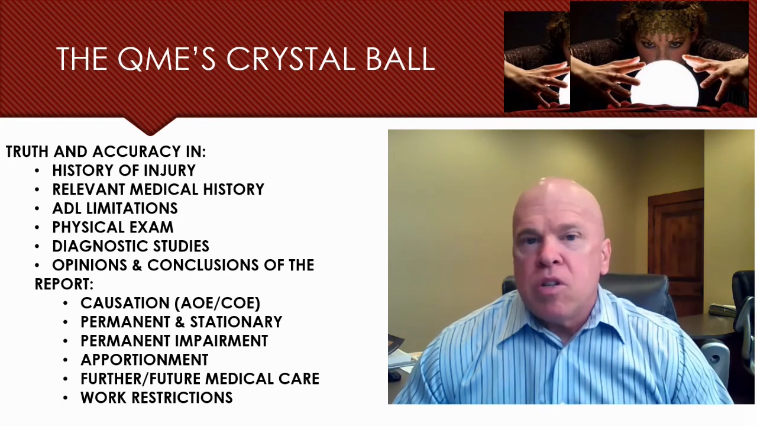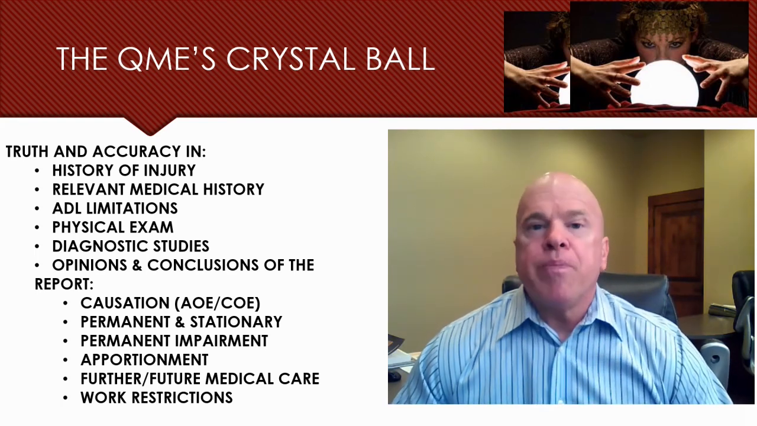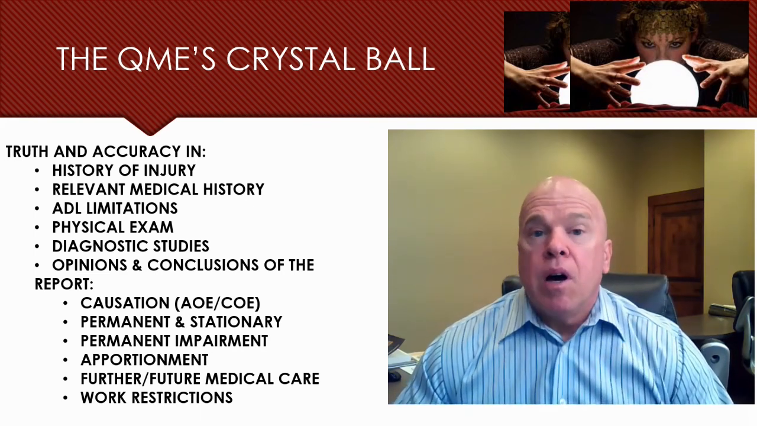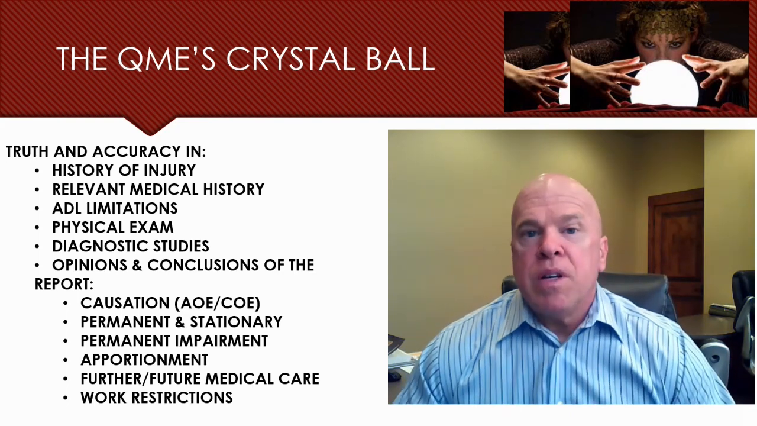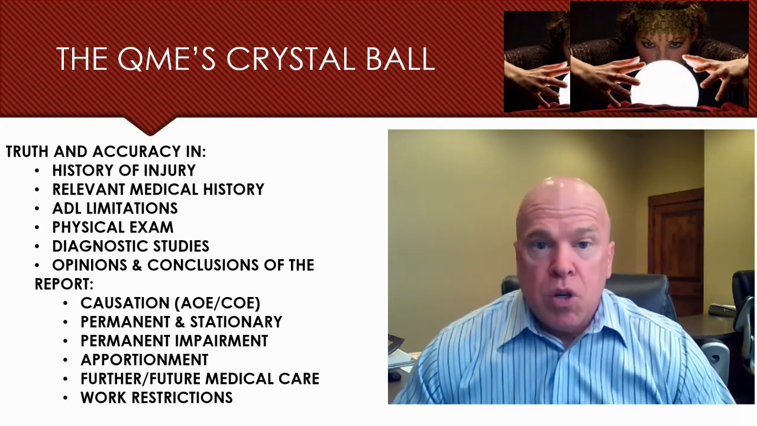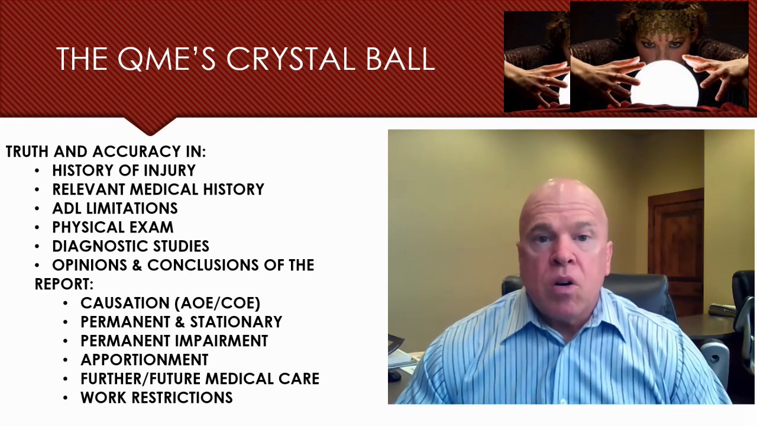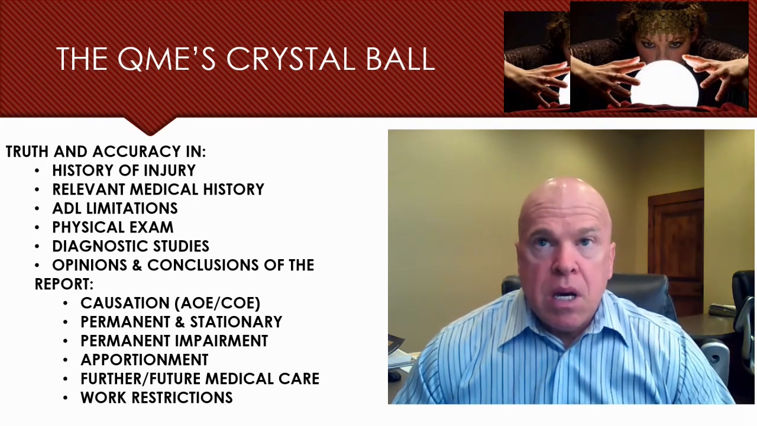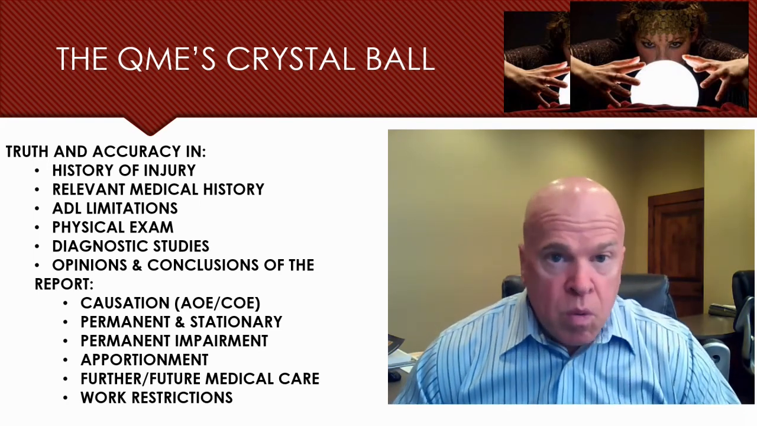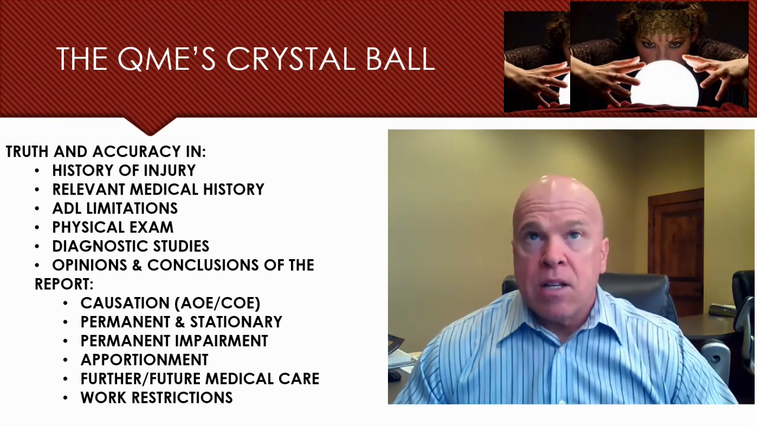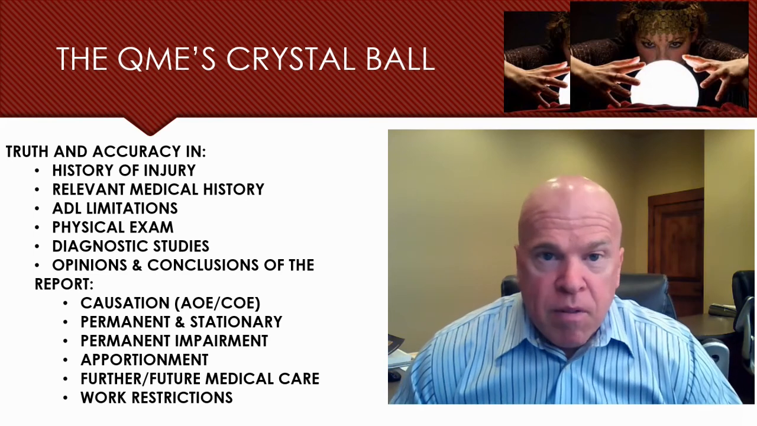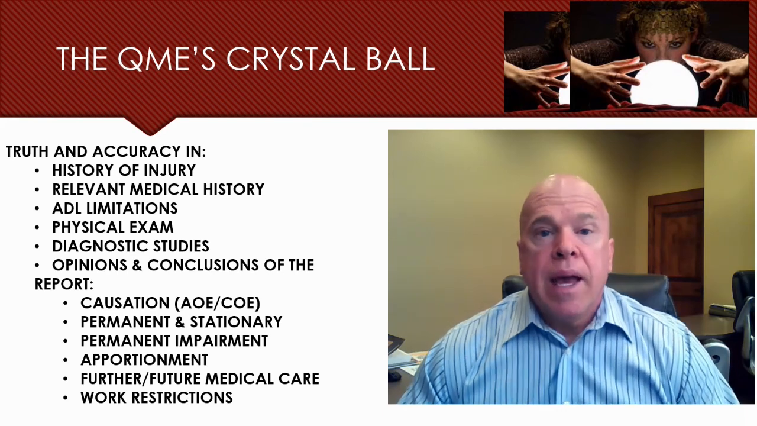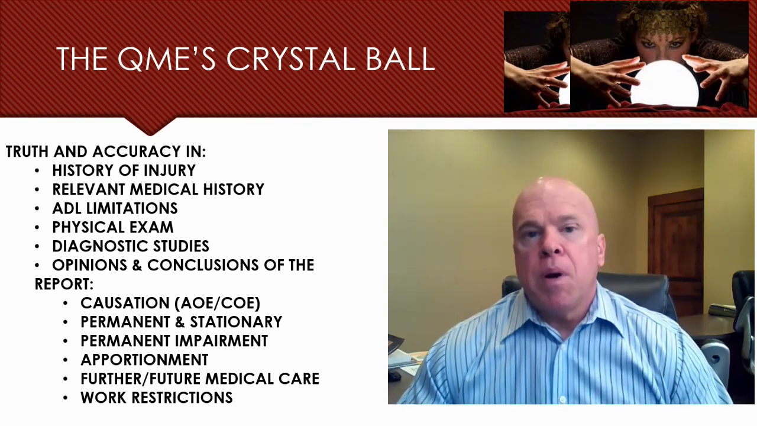I want to talk to you about some of the other opinions and conclusions in your report that rely in large part on the relevant medical history section of your interview with the examinee and the relevant medical history section within the body of your QME report. Now, it's critical that we obtain an accurate, relevant medical history from the examinee, because the details associated with the past medical history, as that past medical history is relevant to the current claim for industrial injury, is critical in providing our opinions and conclusions on permanent impairment and also on the apportionment of the permanent impairment.